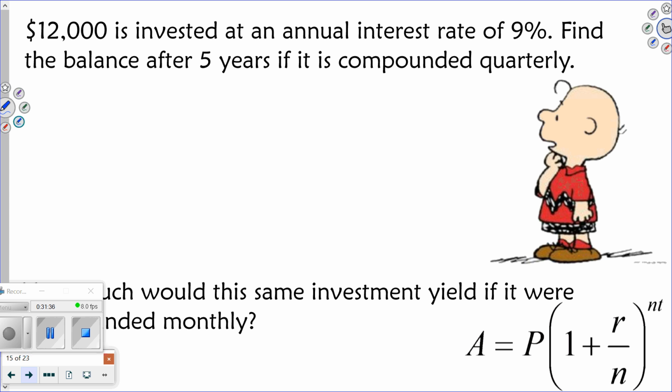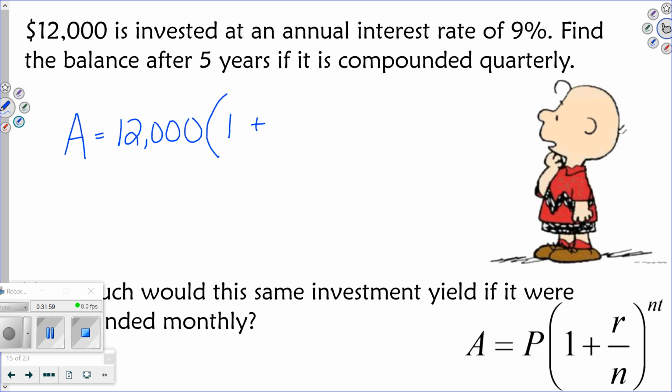So if $12,000 is invested at an annual interest rate of 9%, which is an unheard of, really high interest rate, find the balance after 5 years if it is compounded quarterly. All right, so I have your formula down in the corner so we can see it. So A equals, P is the principal amount, or the amount I started with, which in this case is $12,000.